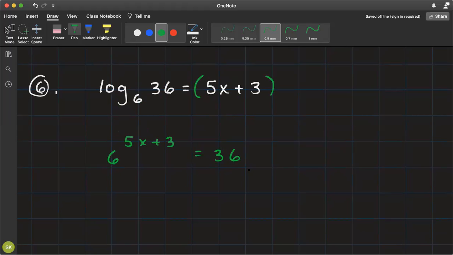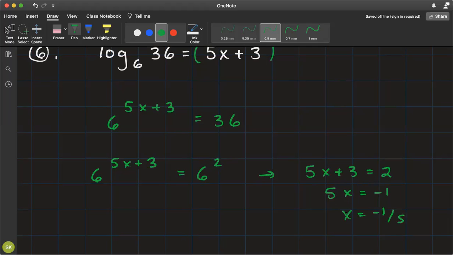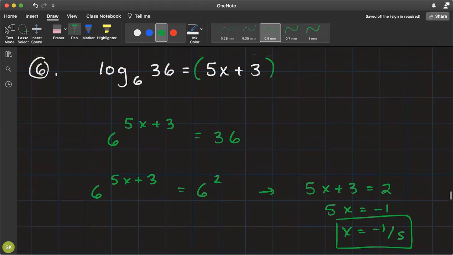Now where can I go from there? Well, I can rewrite 36 as 6 times 6, so 6 squared. Since we have the same base, we can set 5x plus 3 equal to 2. Subtract 3 from both sides. We get x is negative 1/5. Plug it in. If you plug in negative 1/5 here, this will become negative 1 plus 3, so you'll get 2 here. And 6 squared is 36.